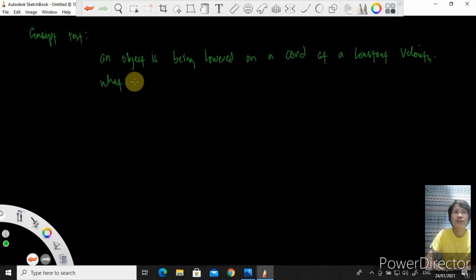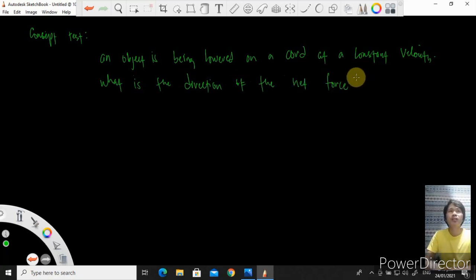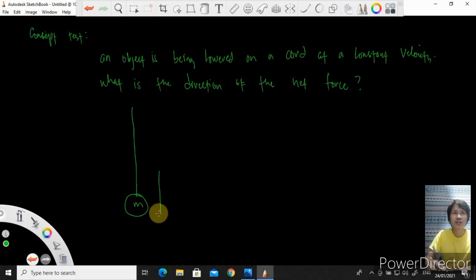What is the direction of the net force? So, let's say for example, I have a cord, cable, tali, ano? And then, at the end of this cord, I have an object M, and this object M is moving in this direction.